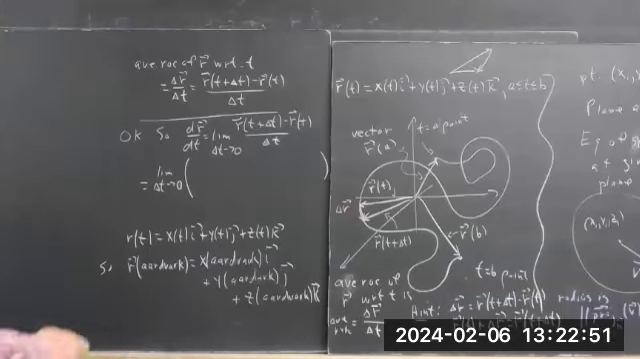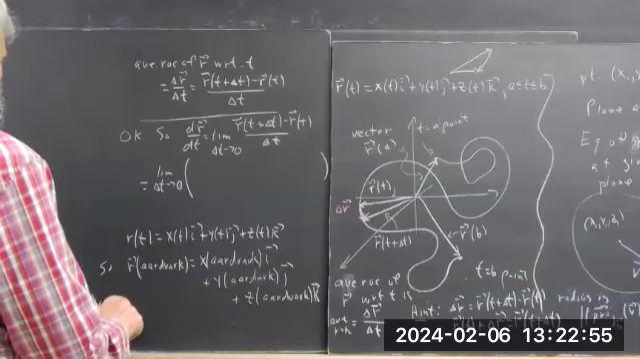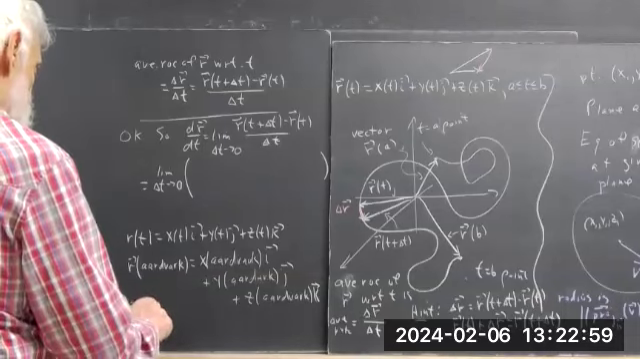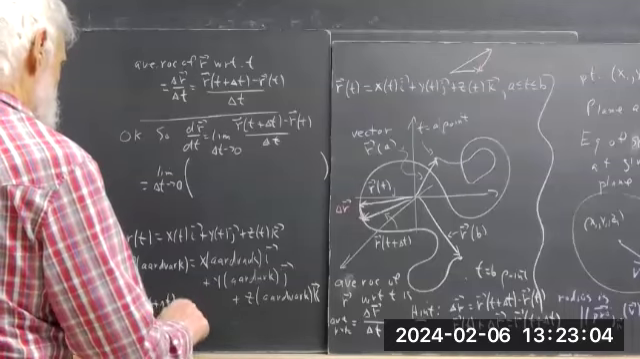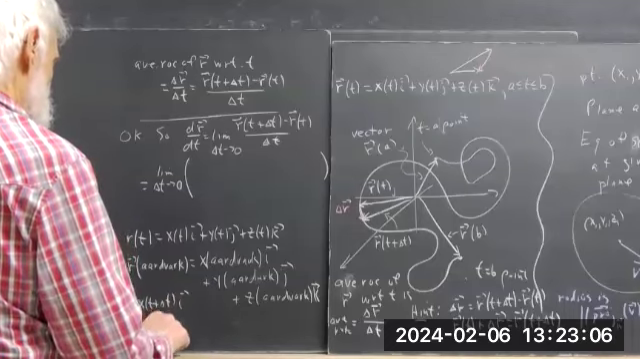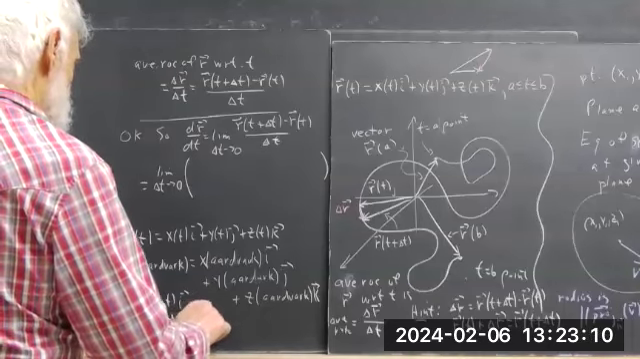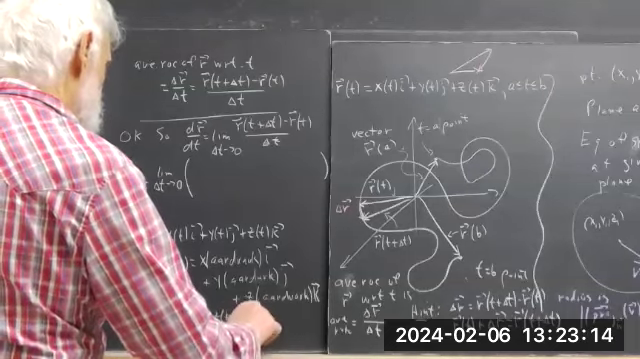So what is R of t plus delta t? Well, I'm going to continue to try to pull it out. It's X of t plus delta t i plus Y of t plus delta t j plus Z of t plus delta t k.